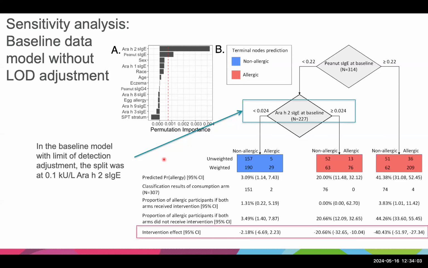Interestingly, looking at the intervention effect, we now have more infants in the middle node, because there are more infants that have a peanut-specific IgE less than 0.22 but still a detectable RH2 greater than 0.24, which is barely considered detectable. Right now it still has a 40% absolute risk reduction from the intervention. The middle node is at 20%. The most left node is a 2% reduction in probability of peanut allergy by the intervention. Interestingly, it was not significant because the confidence interval included 0.